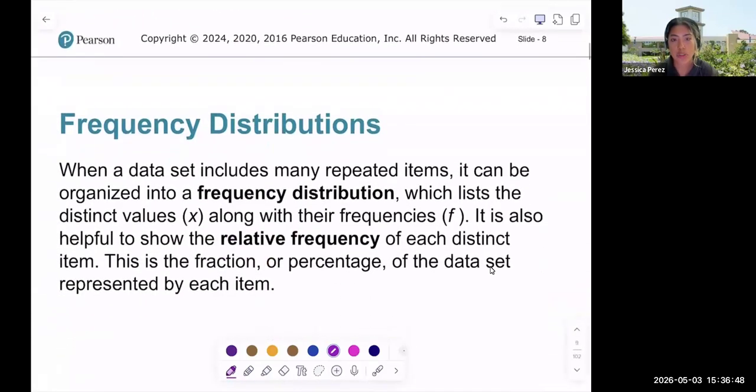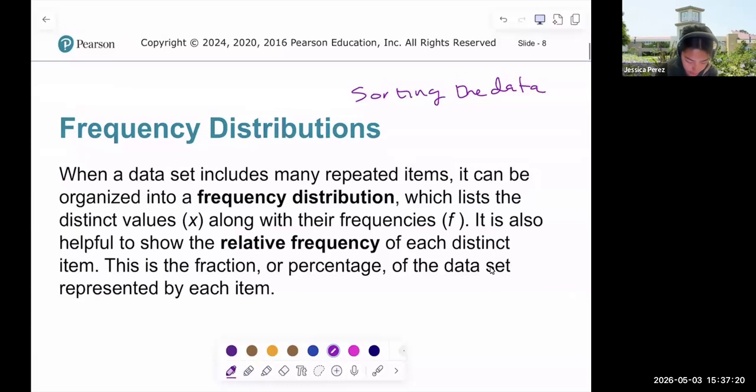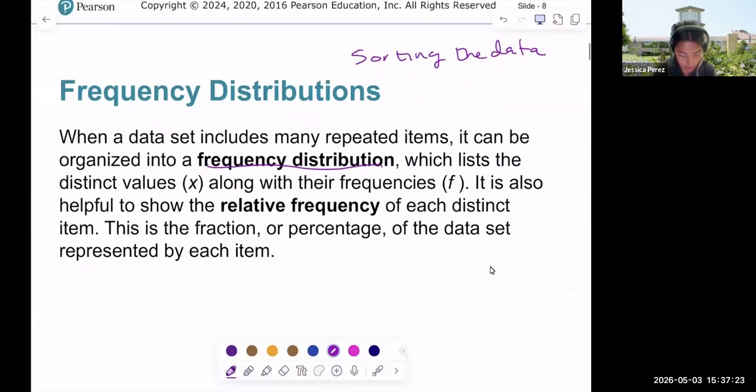Once you have data, you can sort the data. If I want to sort the data, I use a type of distribution. So in this case, I can look for a frequency distribution. So what is that? When a data set includes many repeated items, it can be organized in a frequency distribution, which lists the distinct values of X, along with the frequency. It is also helpful to show the relative frequency. So one thing is the frequency, how many times each value occurs, and the other is the relative frequency, which is represented by a percentage of each item.